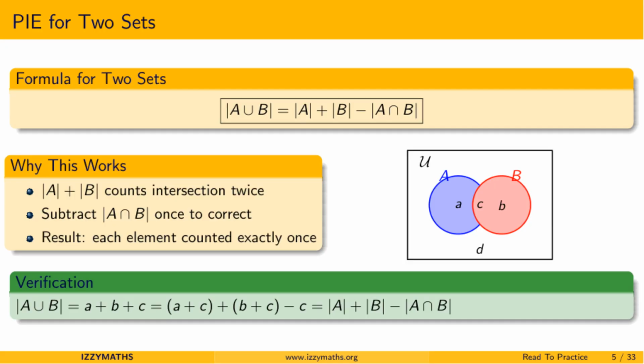Let's verify this with our Venn diagram. The size of A union B equals a plus b plus c. We can rewrite this as (a plus c) plus (b plus c) minus c, which equals the absolute value of A plus the absolute value of B minus the absolute value of A intersection B. This algebraic verification confirms our formula works perfectly.